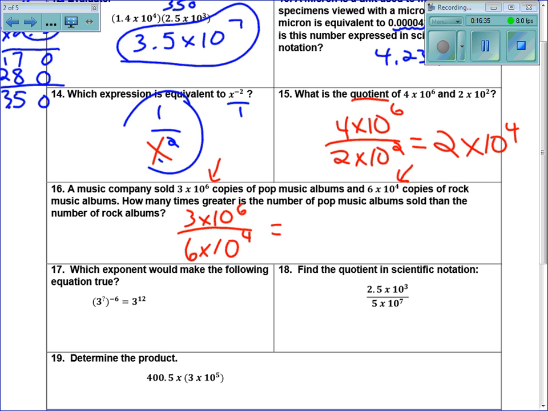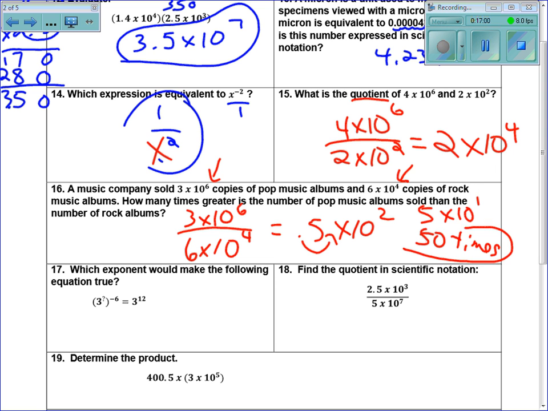3 divided by 6, 0.5. Subtract the exponents, times 10 to the second. This is not in scientific notation. Move the decimal once to the right. Learn tells me if I move it to the right, the exponent goes down, so it's 5 times 10 to the first, which is 50 times greater. 5 times 10 to the first is 50.